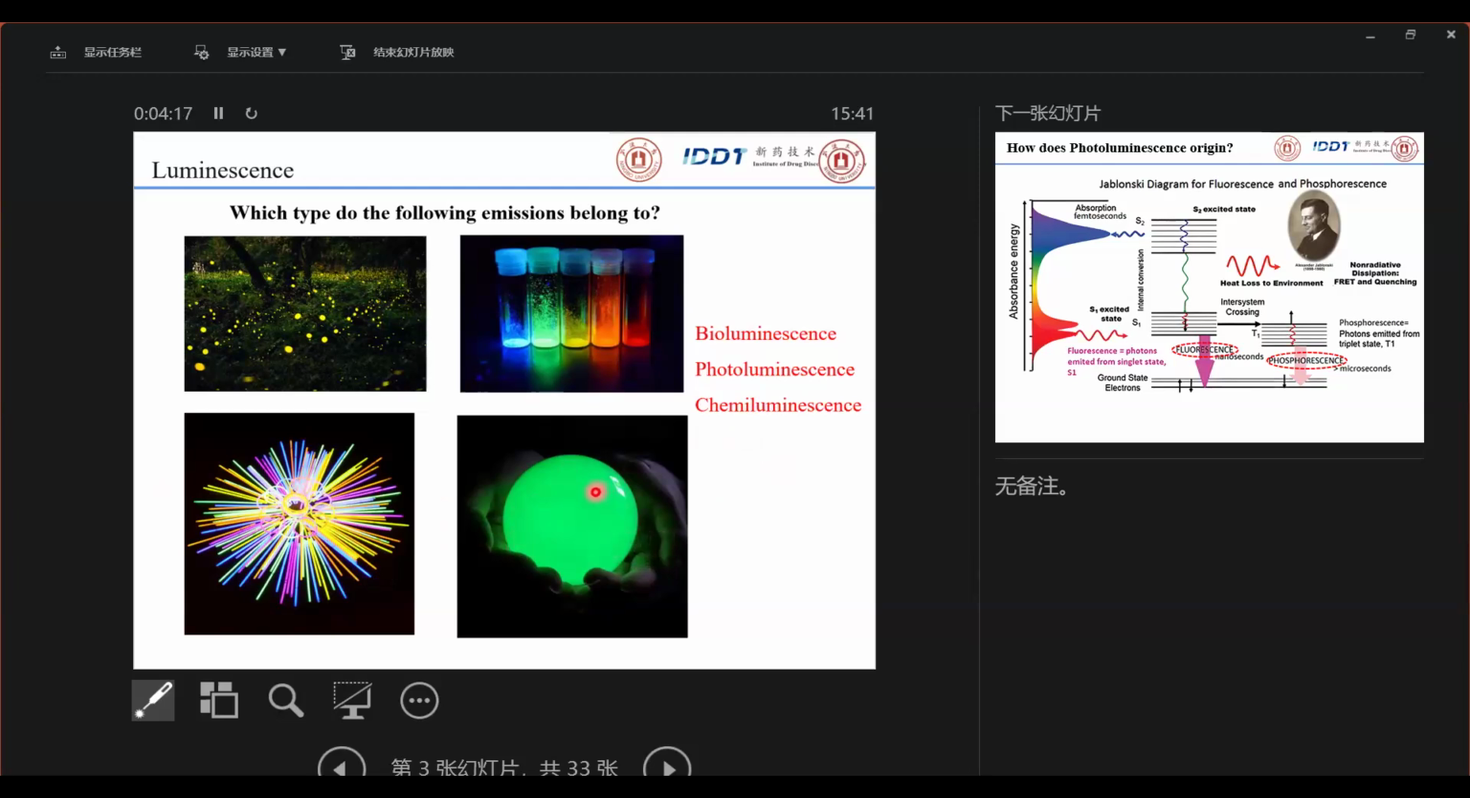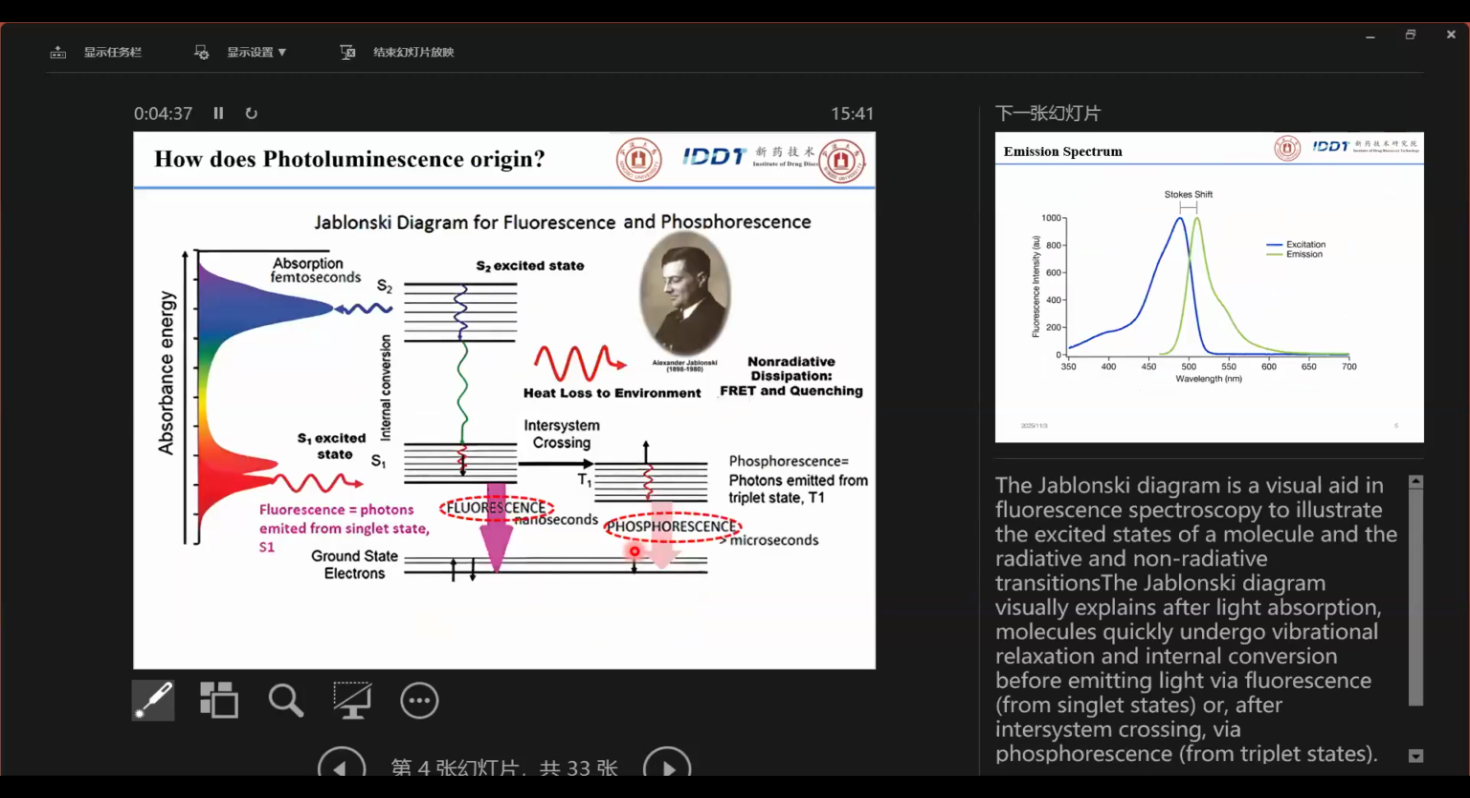a jewelry. In old times, a king or kingdom or a princess liked to have this kind of thing. It's also photoluminescence. It's phosphorescence. Without light, it can still emit for a period of time. So let's continue. How does photoluminescence originate?